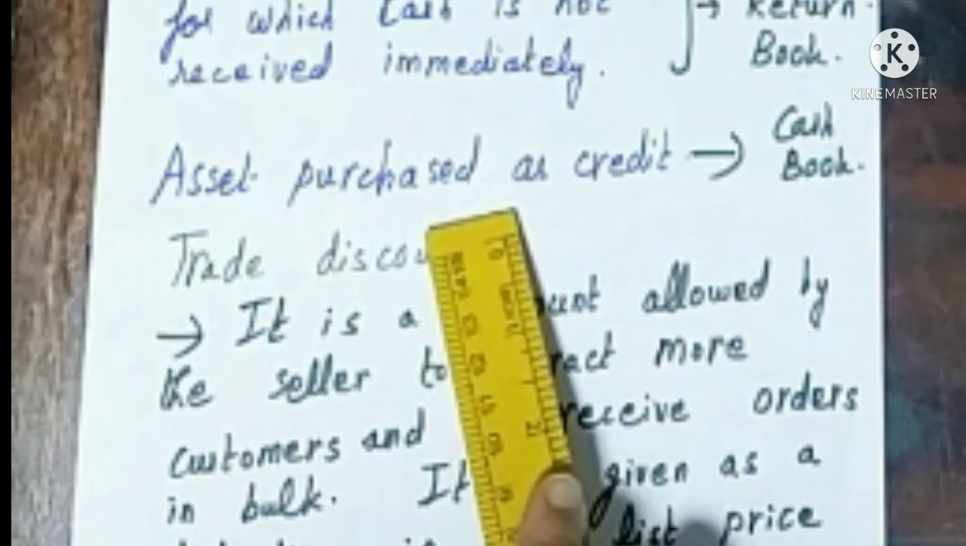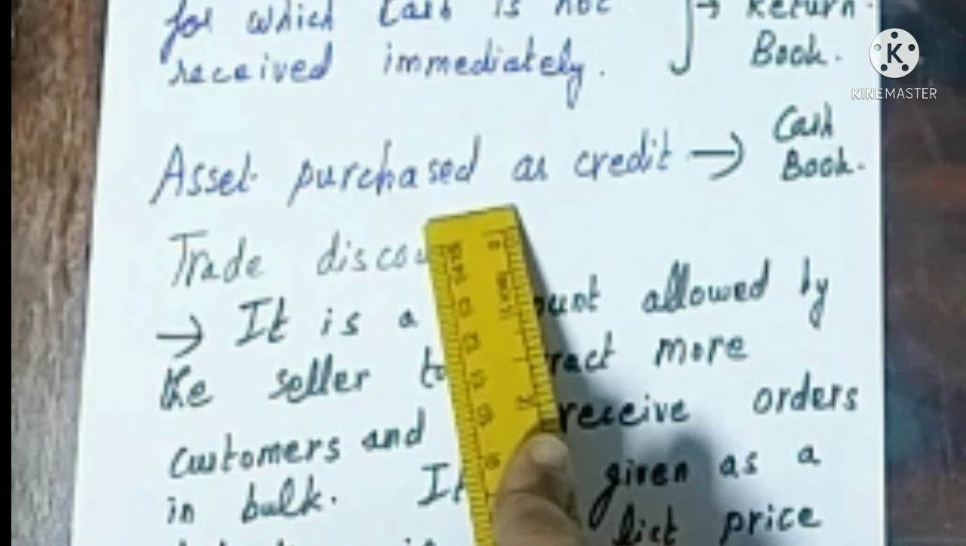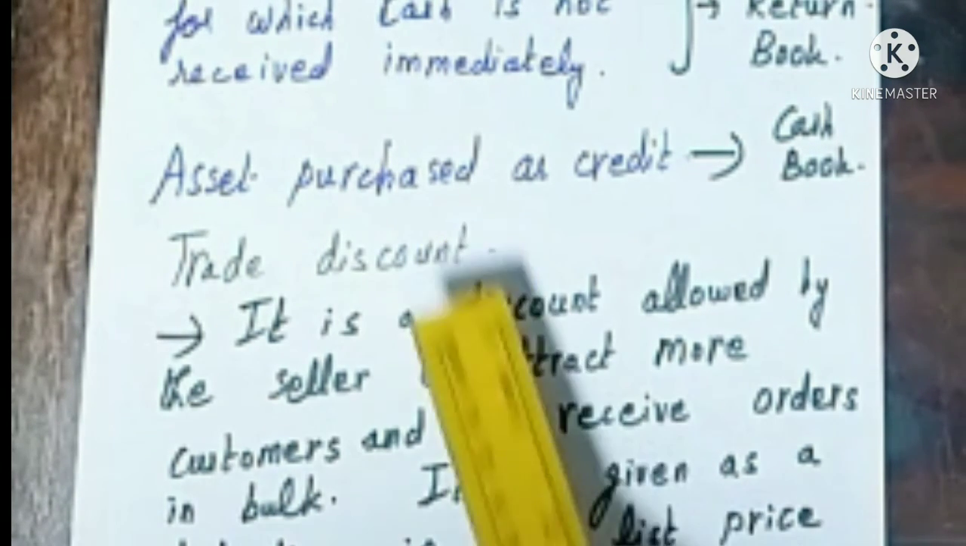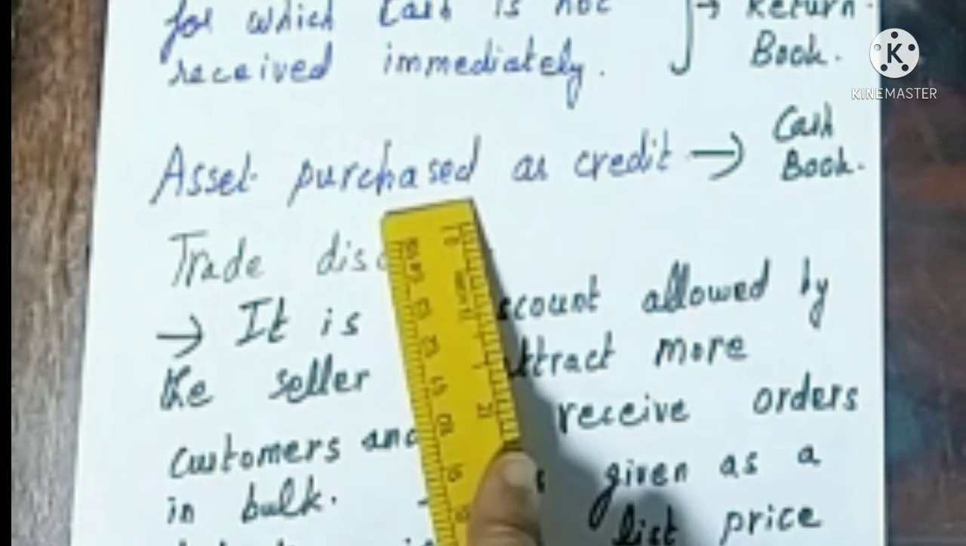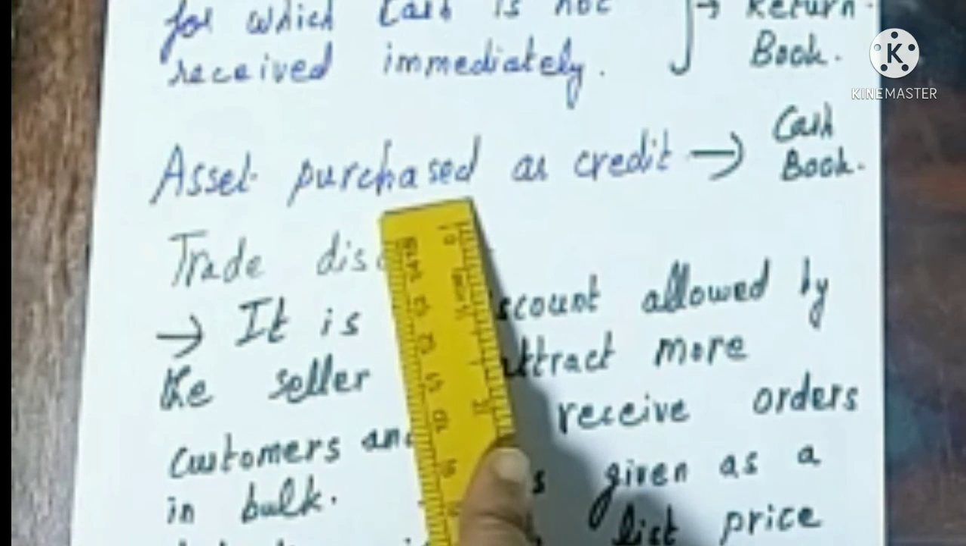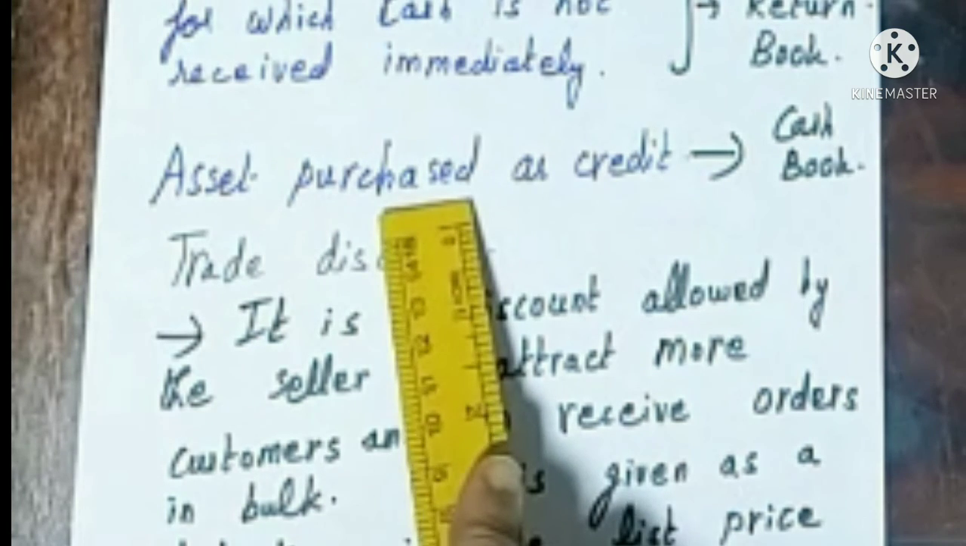Asset purchase will be recorded in cash book. Assets are coming in and cash is going out. So it is recorded in cash book.